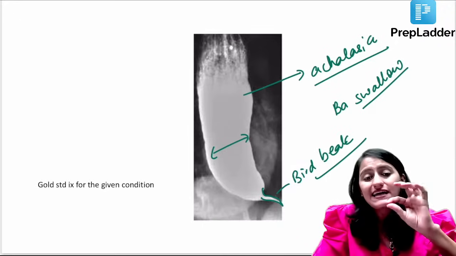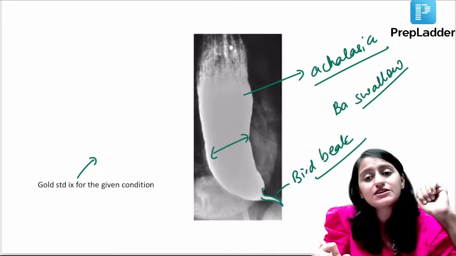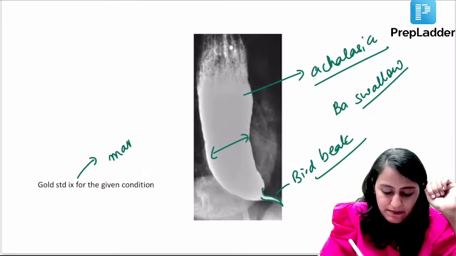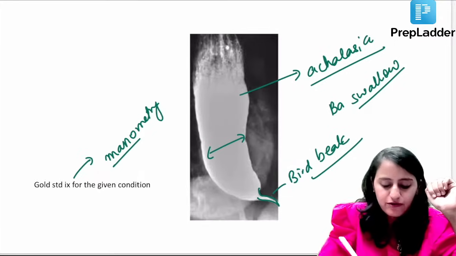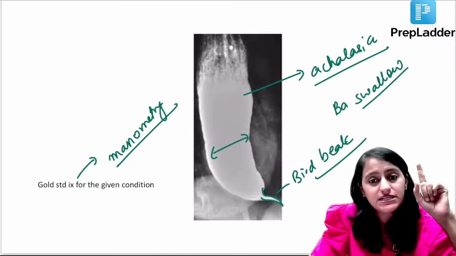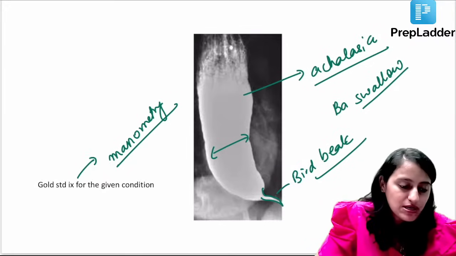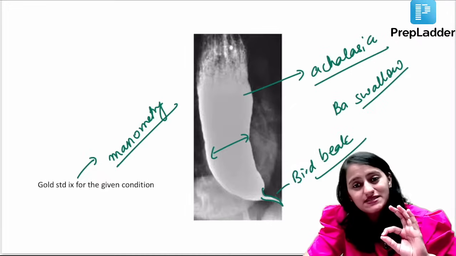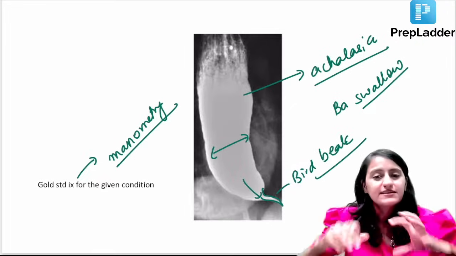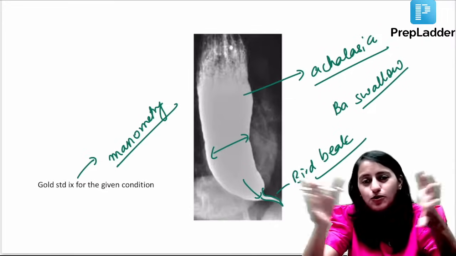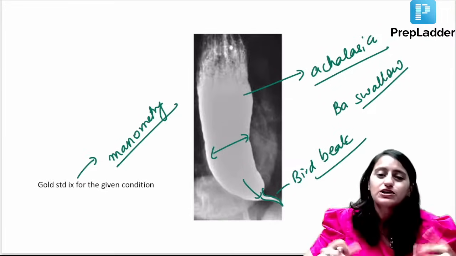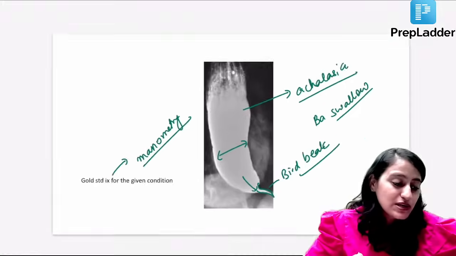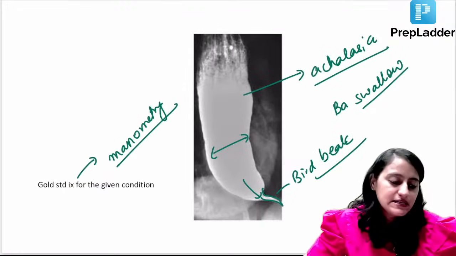Okay. So achalasia. What is the gold standard investigation for achalasia? It is manometry, not 24-hour pH monitoring. That is for GERD. Right? This is manometry. Bird beak, achalasia. Correct. Dysphagia more to liquids than solids, because if you eat solids, solids will open it with their weight and pressure. Liquids, not a lot of pressure. So dysphagia more to liquids is what will be given here.